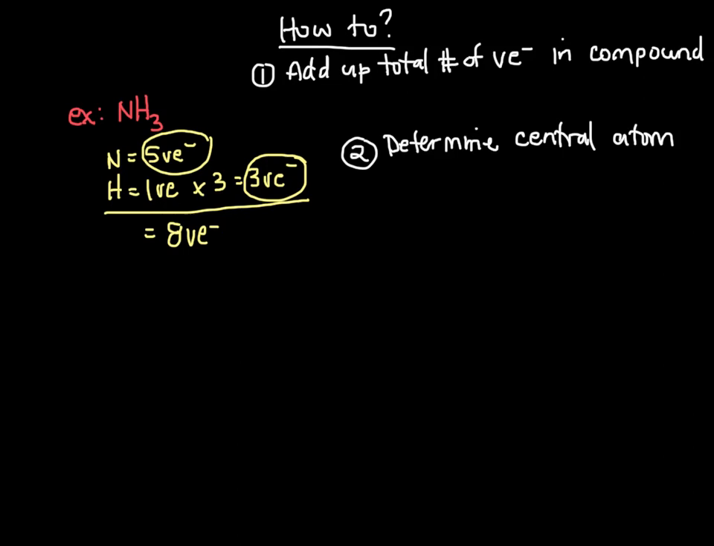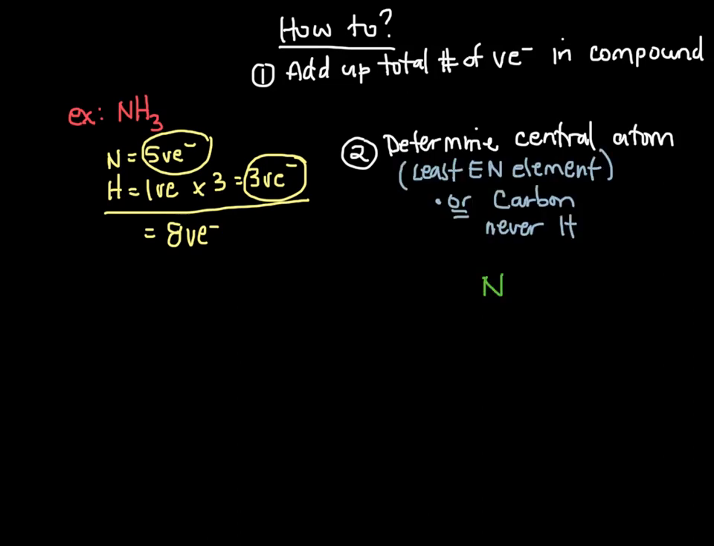Okay, next you're going to determine what the central atom is going to be in your Lewis dot structure. Now, usually the central atom's the first element listed. So that's kind of the easiest way to figure it out. But what if you have 3 different elements? Which one's the central atom? So basically the central atom is the least electronegative element.